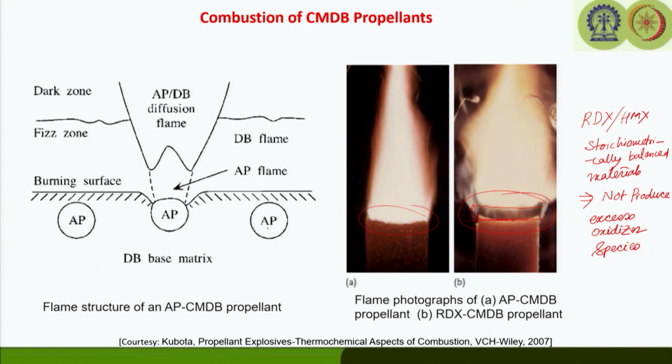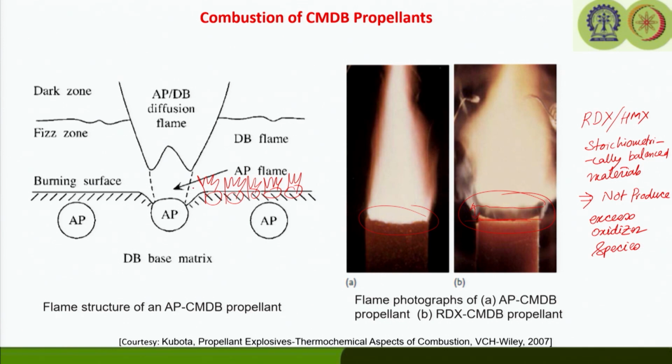Now, if we have a smaller ammonium perchlorate particle size, then we can expect small particles to form small flamelets all over, above the surface of the propellant, and they are going to mix with the species formed from the DB flame, and produce an AP-DB diffusion flame.